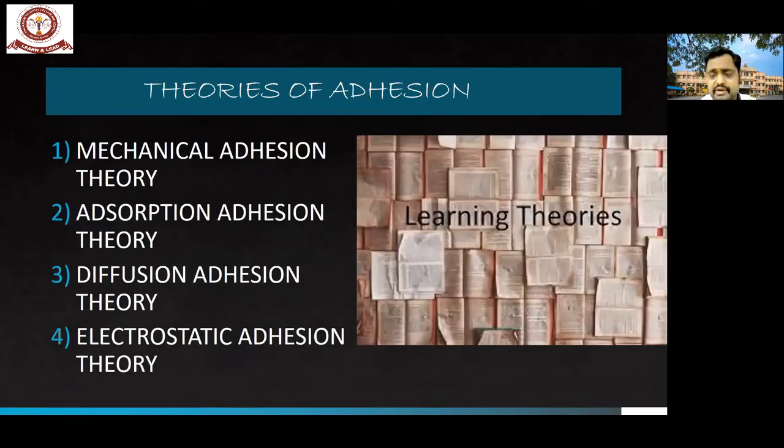Now the theories of adhesion. There have been various theories proposed for adhesion. We will see examples of each theory so we can easily correlate it. The four theories include mechanical adhesion, adsorption, diffusion adhesion, and electrostatic adhesion.